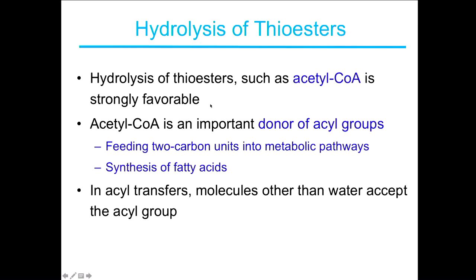Phosphorylated molecules aren't the only molecules with a high free energy of hydrolysis. We also have thioesters, and a molecule we'll talk a lot about is acetyl-CoA. This is a donor of acyl groups, 2 carbon groups, and it feeds these 2 carbons into a lot of different metabolic pathways, but one that's very important is making fatty acids to make lipids and everything. And when we talk about acyl transfers, we're not just handing this off to water again, we're actually handing it off to build up something. We're handing it off to another molecule.